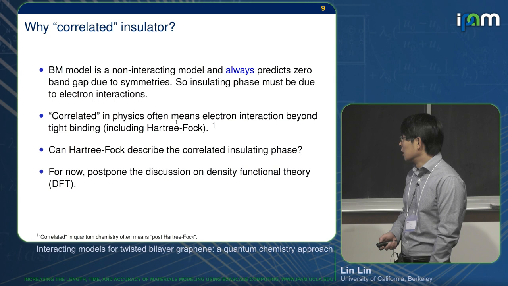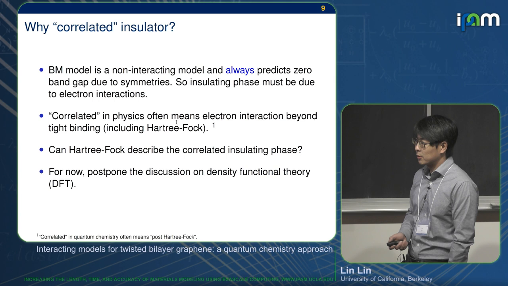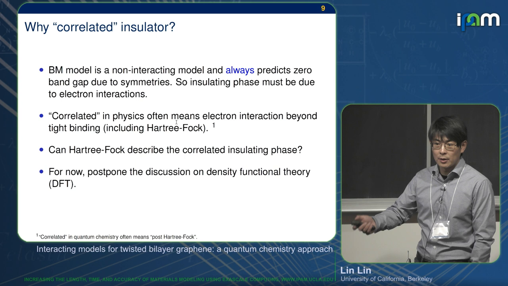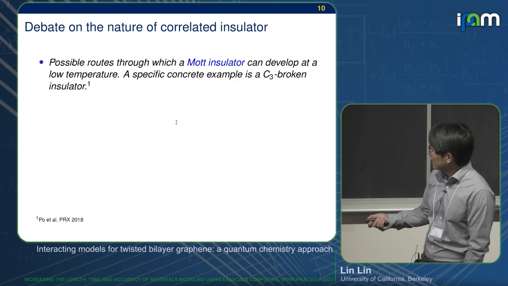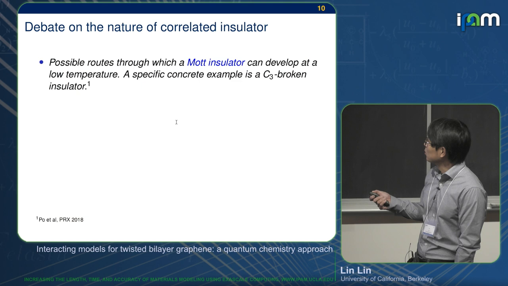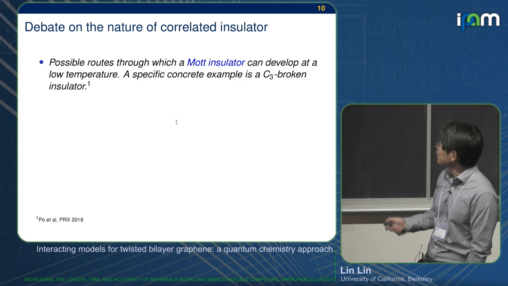You might ask, can DFT predict this correlated insulator phase? That's a very valid question, but the answer is actually pretty complicated, so we'll postpone this to the very end of the talk. There has been debate about the nature of the correlated insulator from the very beginning. Remember, the experiments were done in 2018. Right off the bat, in this PRX paper, they proposed possible routes to explain this insulator phase in terms of a Mott insulator. And they think that there could be some symmetry breaking that leads to a Mott insulator phase.